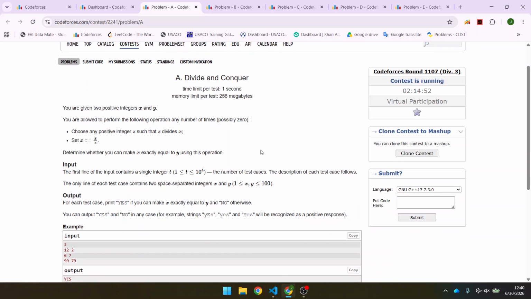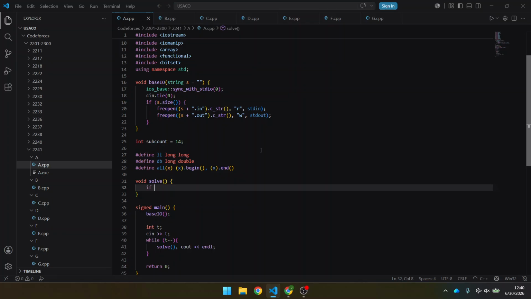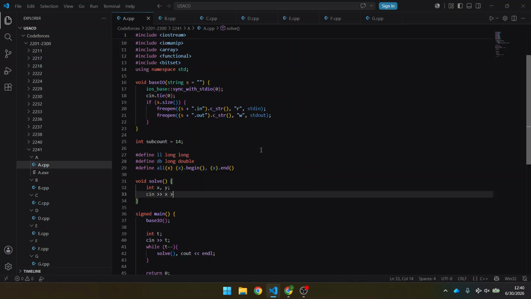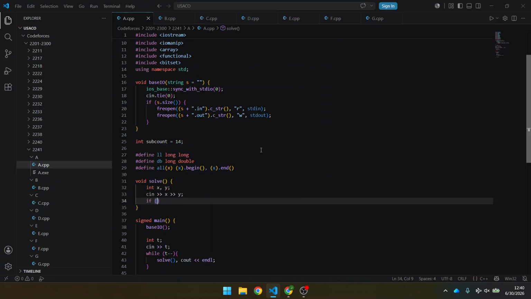Divide and conquer. You are given two positive integers x and y. You are allowed to perform the following operation any number of times. Okay. If y divides x, then it's possible.